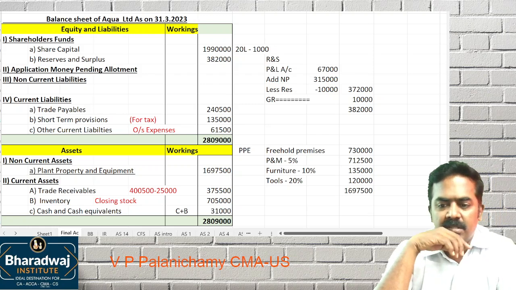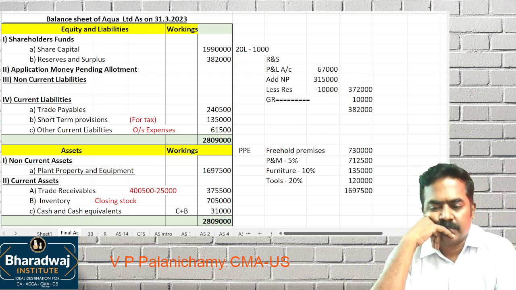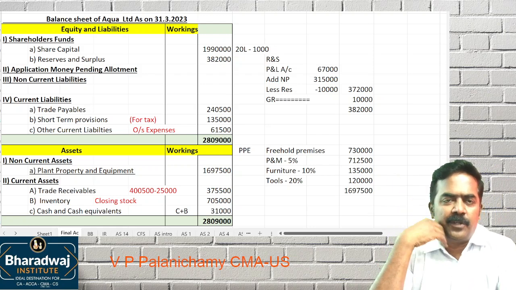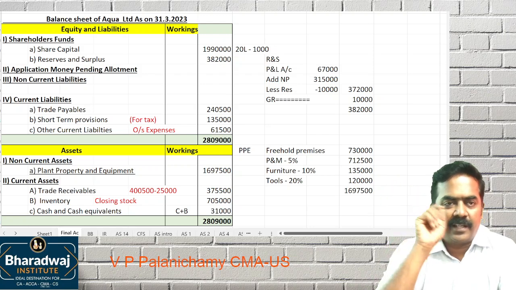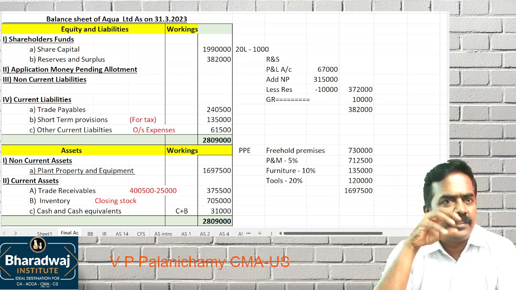Any doubt in this Aqua Limited balance sheet workings? Trade receivable due for more than 6 months or cash and bank balance, then that other current liabilities in the exam, you must prepare a separate working note, disclosures.